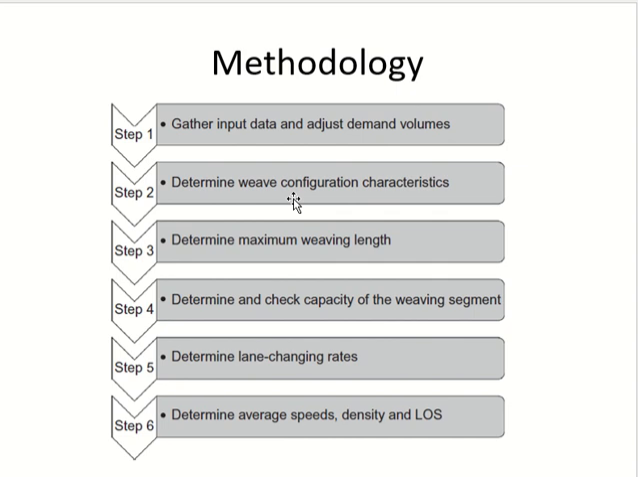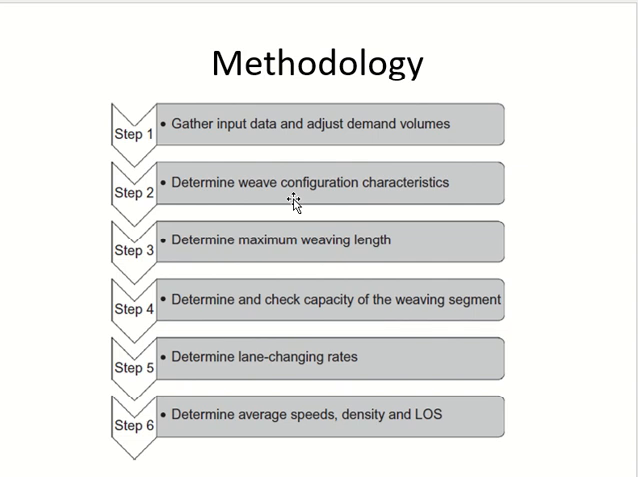What methodology are we going to perform? We have to collect input data. The most important item, obviously, as we have seen earlier, is the volume. You have to find out the weave configuration. Weave configuration means the configuration of the lanes: total number of lanes, number of auxiliary lanes, number of lanes for the freeway only. You have to find out these things. They are called weave configurations. So weave configuration is basically the number of lanes, and the different types of lanes.